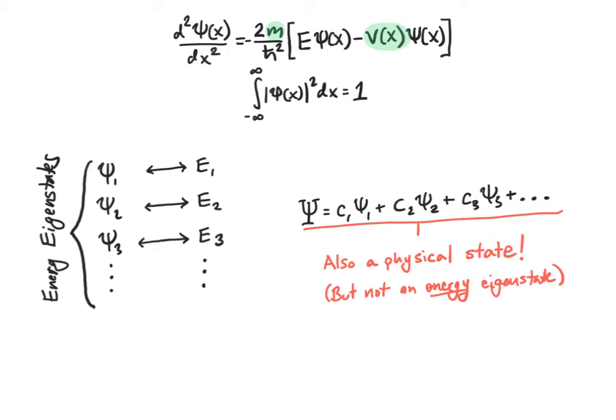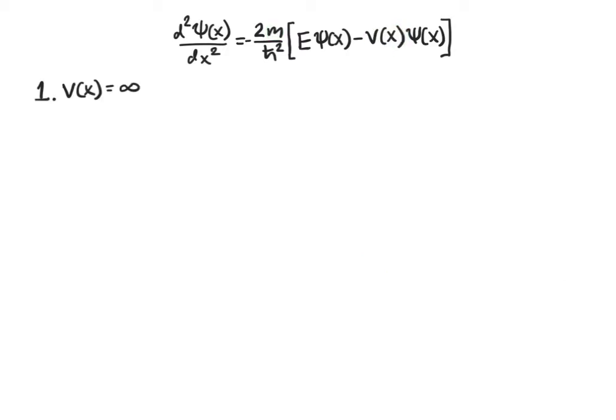But despite the fact that very little actually goes into this equation, it can be very challenging to solve in practice. In particular, if the function V of x is even remotely complicated, then this equation can be anywhere from very challenging or impossible to solve exactly. There are two special cases of the potential function V of x that actually result in an easy solution. The first is when V of x is equal to infinity.